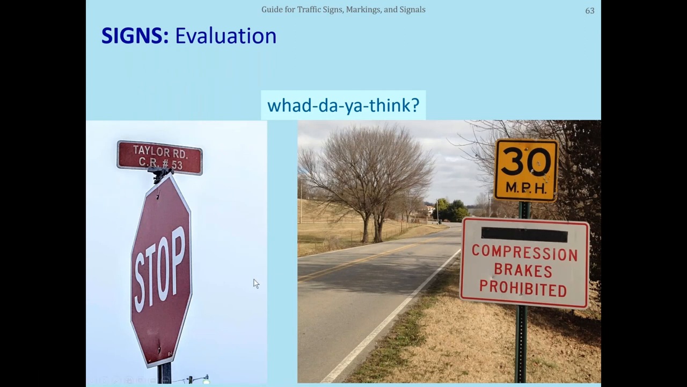We have talked a lot about the principles. You evaluate these. What do you think? For a street name, we've got letters that are too small. They used all caps instead of initial capital with following lowercase. And we've certainly got the wrong color. So all the way around, they get a grade of F on that.